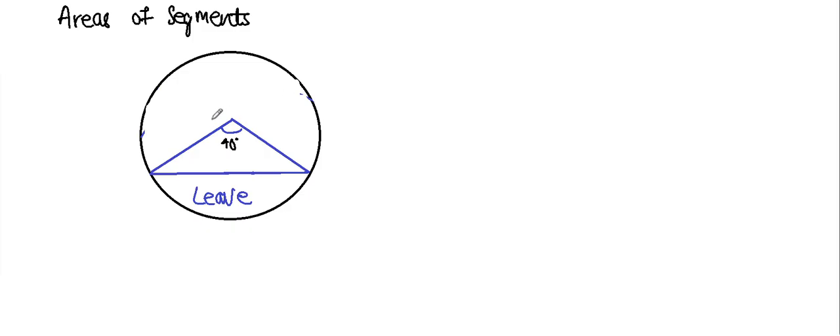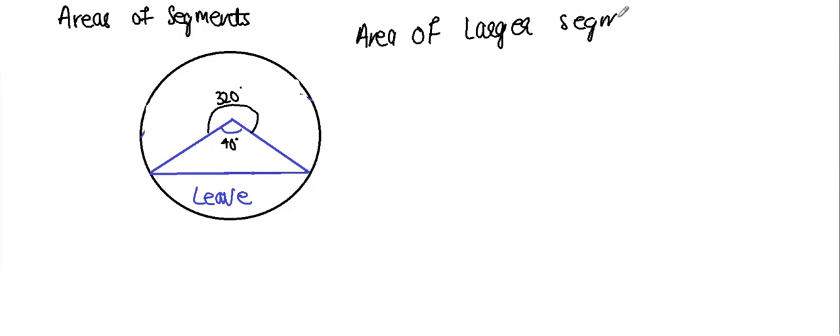Let's say the value of this angle here was 40 degrees. Okay? What does this value become subsequently? 320. Good. Okay. If I want to find the area of the larger segment, area of larger segment, there is a simple formula that I can use. There's no need to memorize the formula, generally speaking.